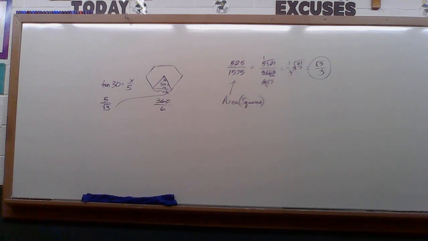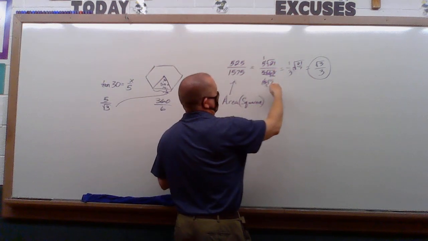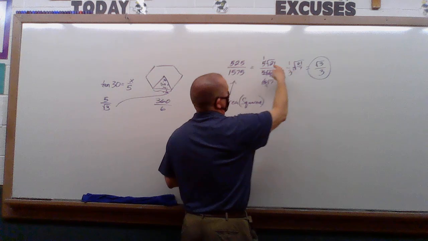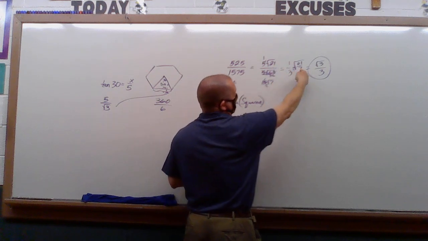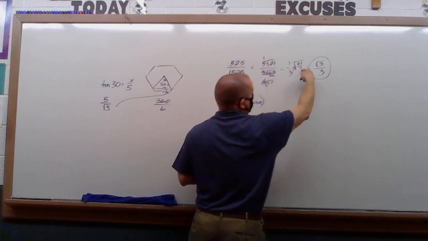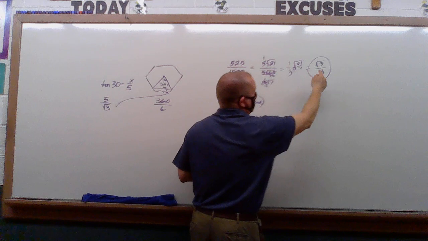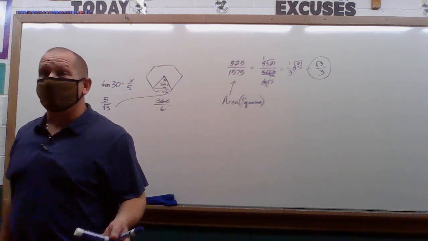Does everybody see what I did there? Remember, I can take a radical over a radical and make it into one radical. That's what I did here. 21 over 7, I just made it into one radical. Then I just divided. 21 divided by 7 is 3, and then radical 3 would have been on the top. And so this is my scale factor.